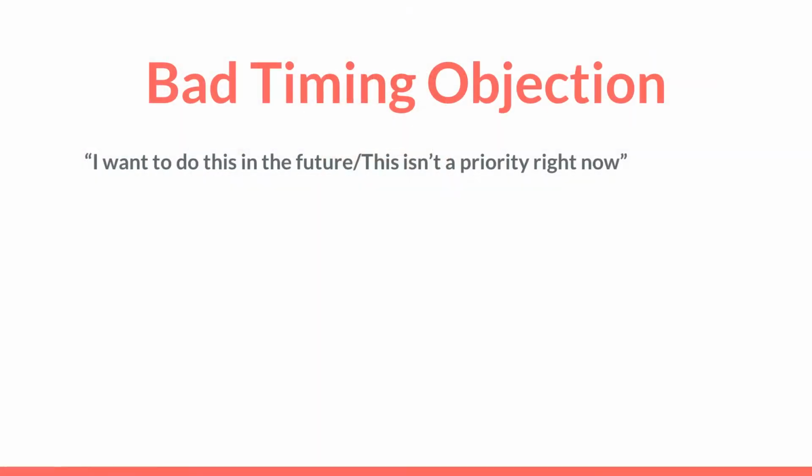So that's one of the first ones. You'll probably get that one a lot. That's one way to handle a price objection. Another objection is bad timing. So you might hear things like, "I don't want to do this," or "I want to do this in the future," or "This isn't a priority right now."